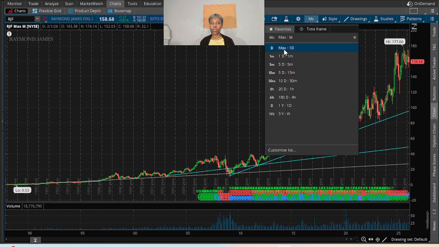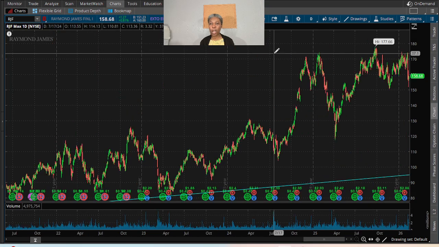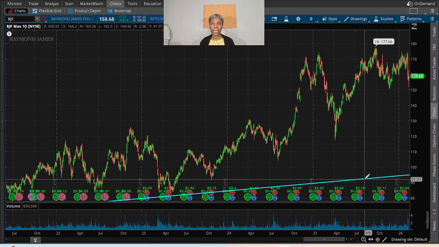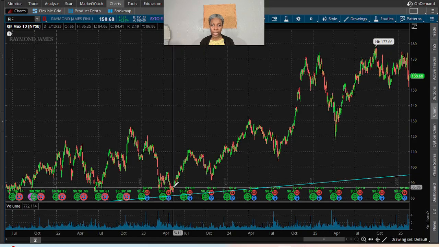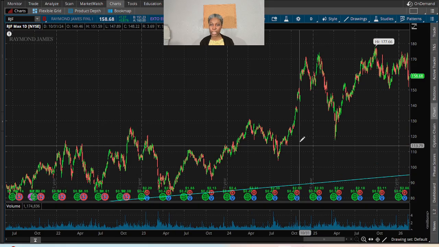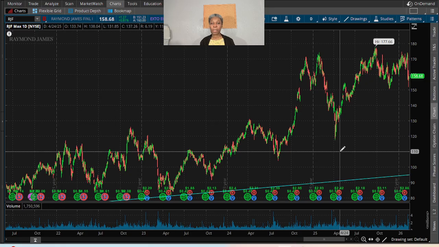We are going to go to the maximum daily chart. On a maximum daily chart, I will see my line that I'm targeting. And if I need to make an adjustment because it's not close enough to the bar that I try to connect it to, I can make an adjustment here. But it's close enough. So looking at the maximum daily chart, is RJF a time to buy?